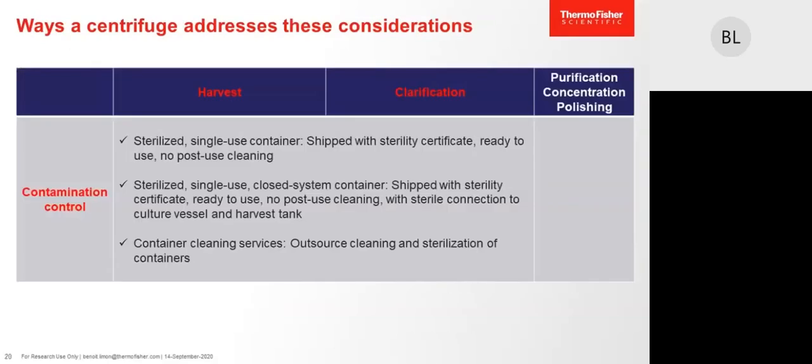So this table is showing just a quick summary of what could be the contamination control with the centrifuge used at the harvest and the clarification step of the bioprocess workflow. One can use a sterilized single-use container. Usually it's shipped with a sterility certificate, ready to use, no post-use cleaning required. And of course, one can use the cleaning service for the containers, either outsource the cleaning and sterilization of the container or do everything in-house.